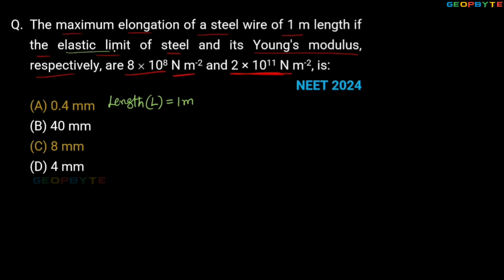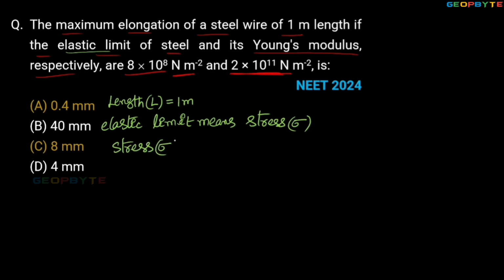Okay. Here, elastic limit means stress. Let me write that point: elastic limit means stress. Generally, stress is denoted with sigma. Therefore, the stress sigma is given as 8 into 10 power 8 Newton per meter square, and Young's modulus, generally denoted with Y, equals 2 into 10 power 11 Newton per meter square.